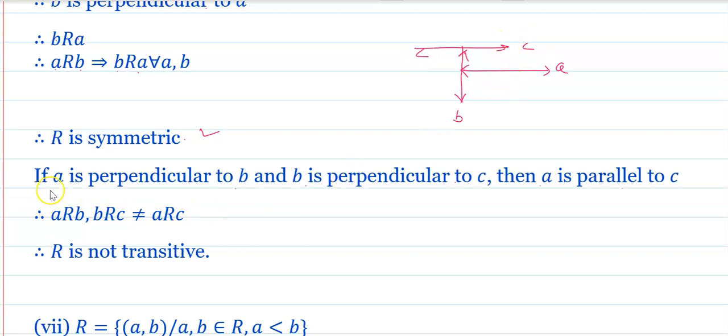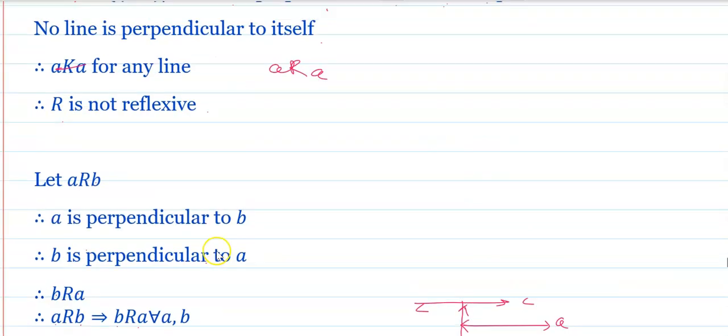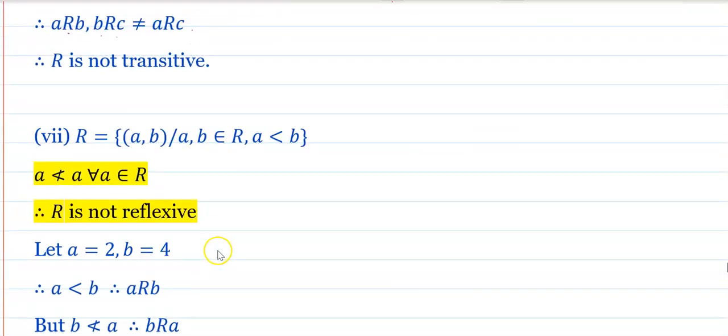Therefore, similarly here, A is perpendicular to B, B is perpendicular to C, then A is parallel to C. So if A R B and B R C hold, A R C does not hold, and hence A R C is not possible. Therefore, R is not transitive. Okay, so tomorrow we will see the details.